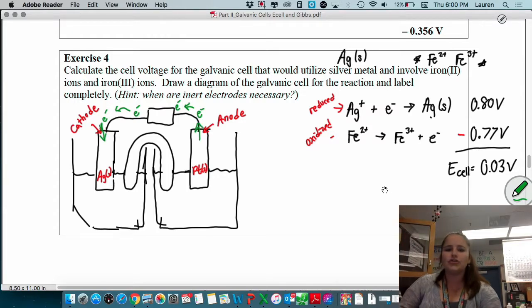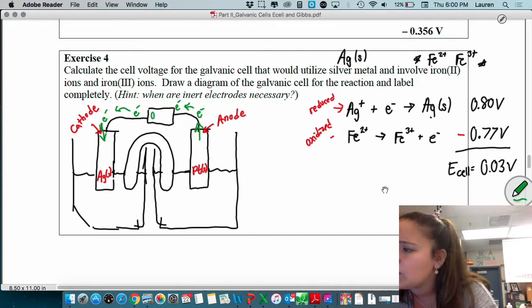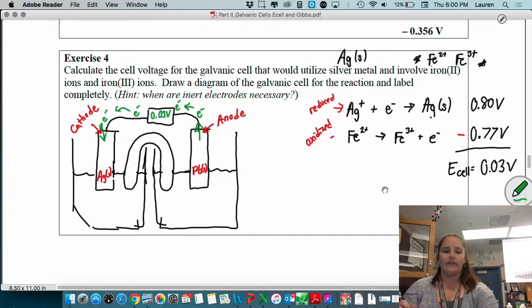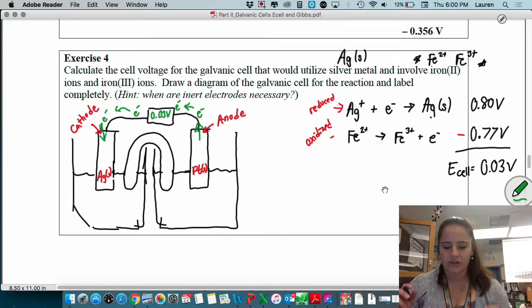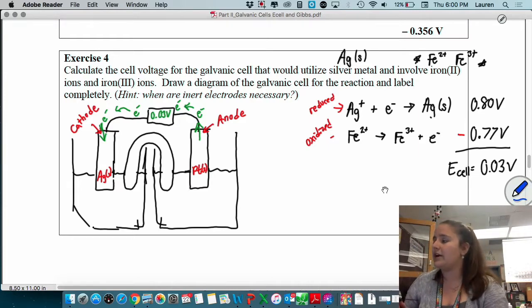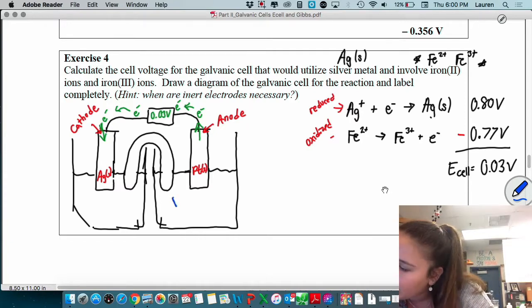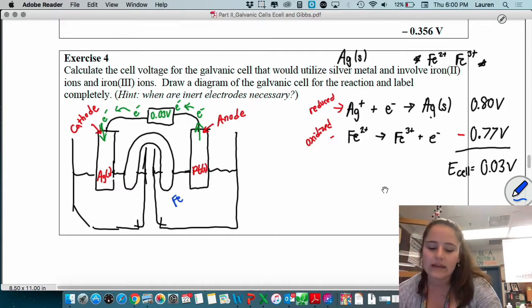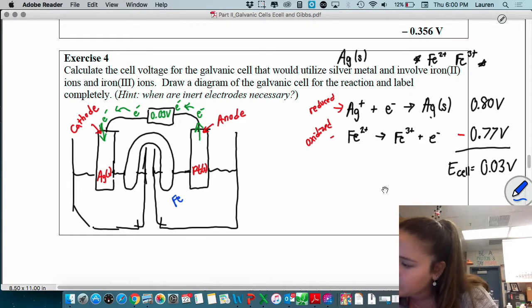And how many electrons? Well, 0.03 volts of electrons. Now let's look a little deeper at what's actually going on in the solutions that are here. So in our platinum we have our Fe2+ ions.